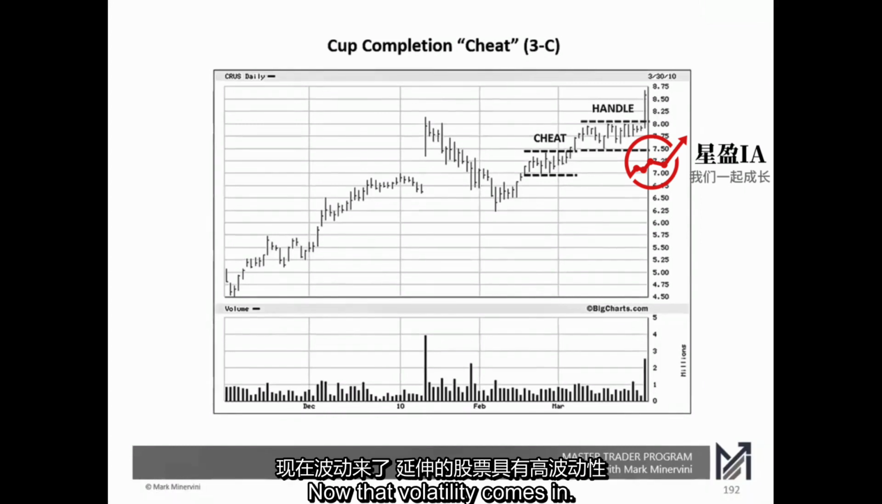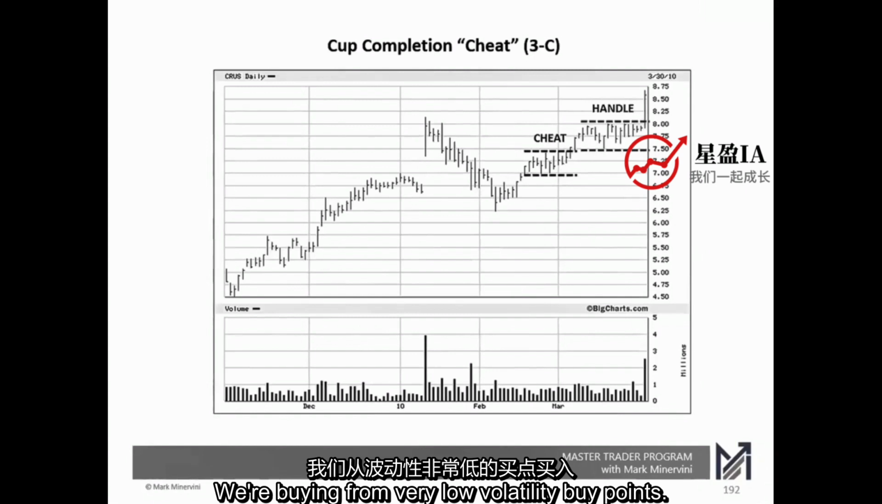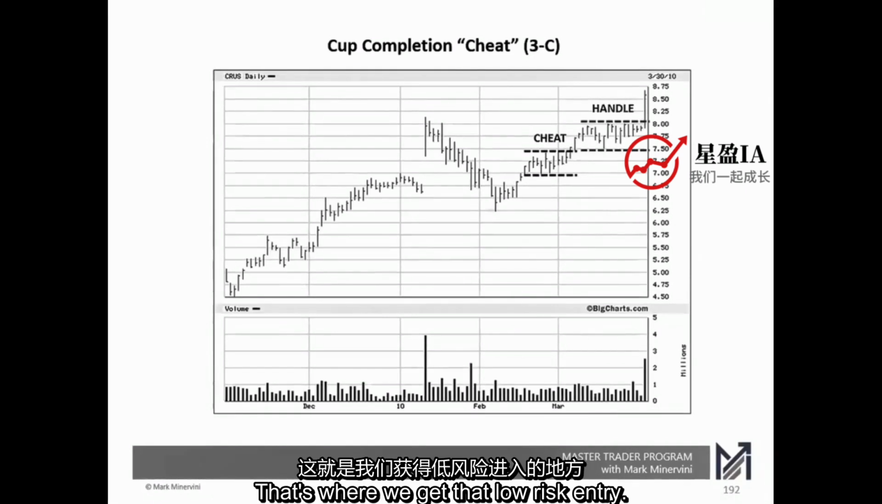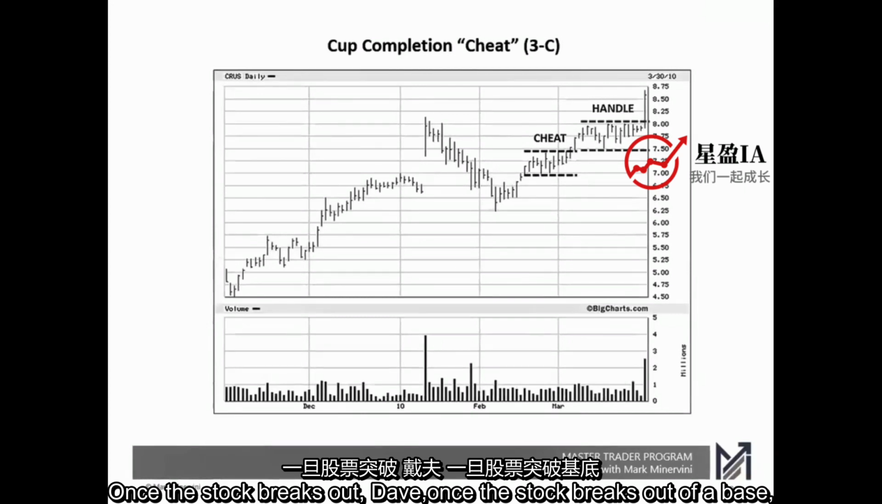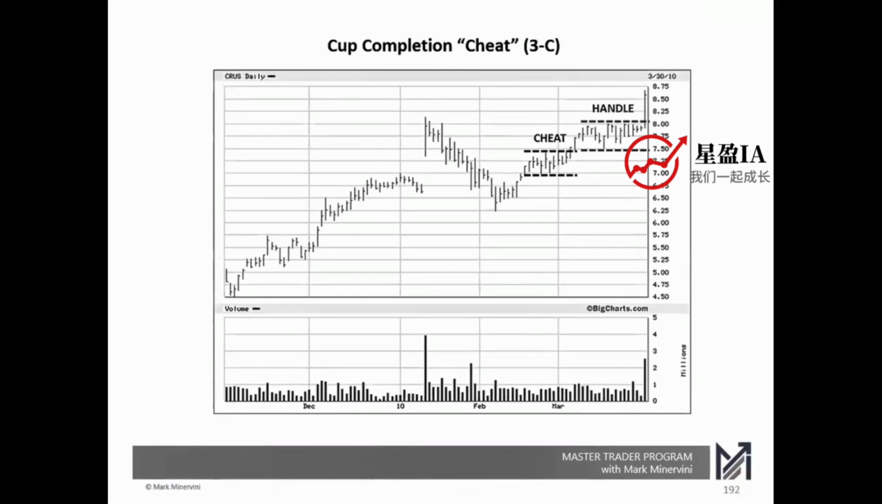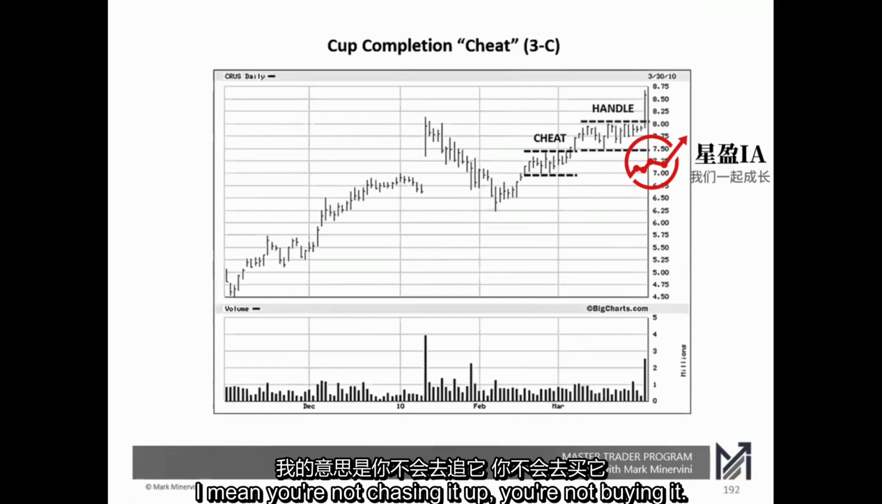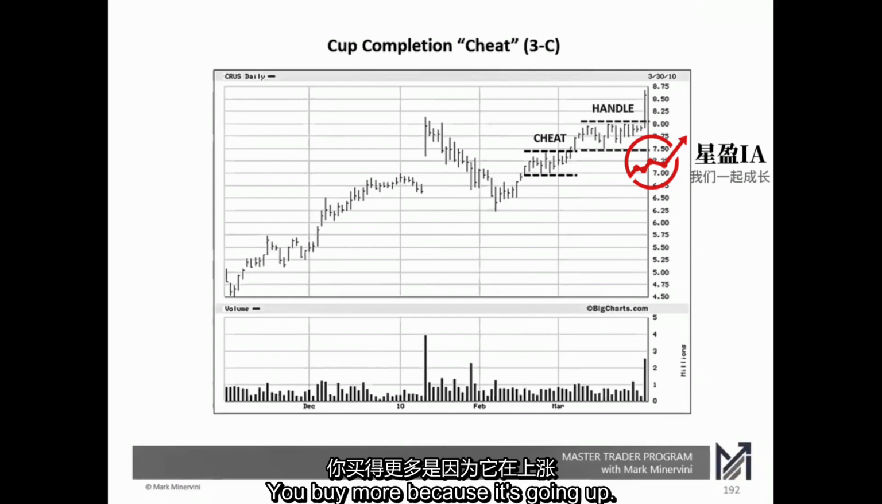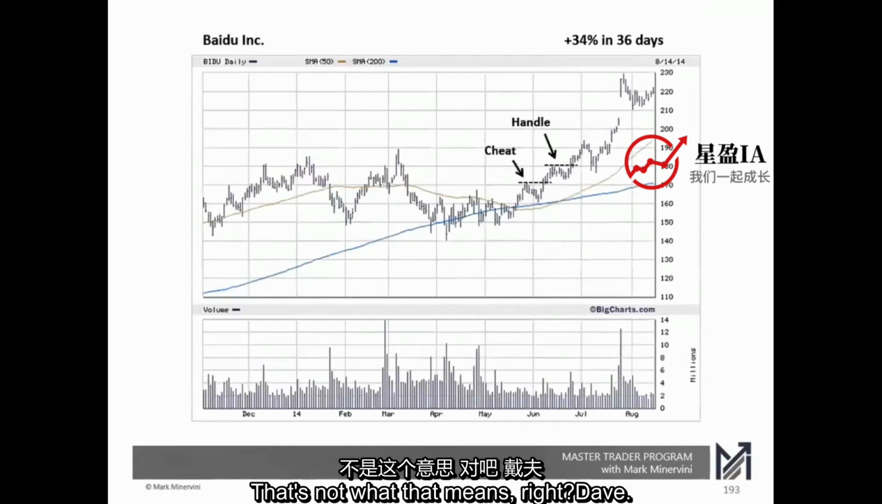Now that volatility comes in. We're buying from very low volatility buy points because that's where we get that low risk entry. Once the stock breaks out of a base, Dave, you're not chasing it up. You're not buying it once it's going. No. Some people think pyramiding means that the stock goes up 10%, you buy more because it's going up. That's not what that means, right, Dave?